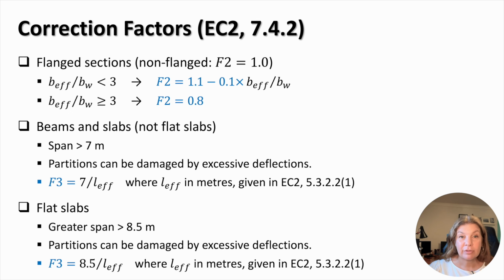The second correction factor considers the effect of flanges on the basic span-to-depth ratio limit, which was derived for rectangular sections. F2 remains in the range of between 1 and 0.8, depending on the breadth of the flange. The third correction factor considers the effect of span on the basic span-to-depth ratio limit. F3 is applied to the beams and slabs, excluding flat slabs, that are longer than 7 meters in the effective span, and to the flat slabs longer than 8.5 meters in the effective span.